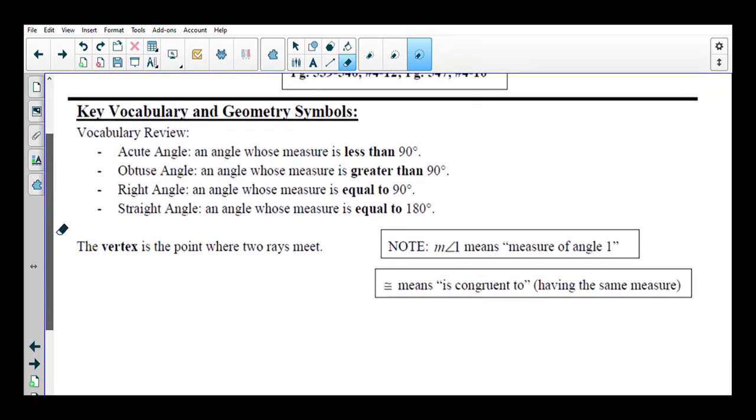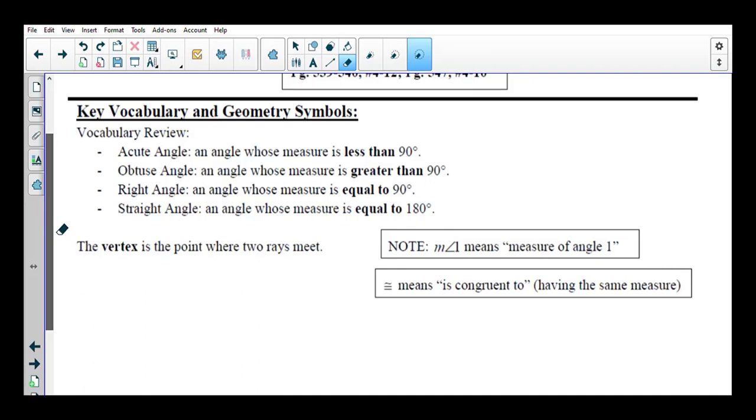An acute angle is an angle whose measure is less than 90 degrees. We'll use that term every now and then throughout this lesson and in our later lessons this unit, especially when we talk about triangles. An obtuse angle is an angle whose measure is greater than 90 degrees. A right angle is an angle whose measure is equal to 90 degrees, and we'll show you some symbols related to that as well. And a straight angle is an angle whose measure is exactly 180 degrees.